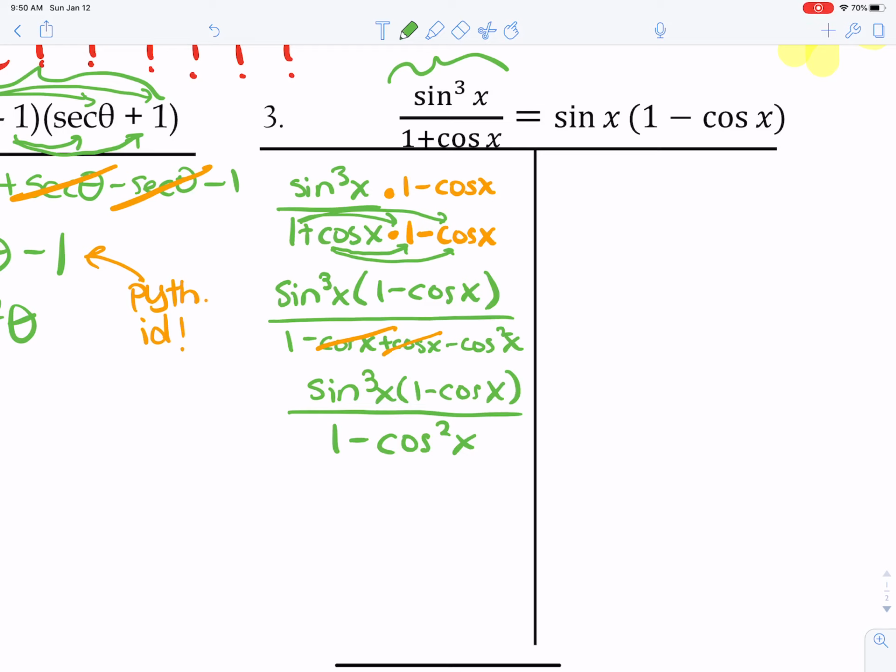So now we've got to try to think, what can we do now? Remember, again, the goal is to get an identity. Do we see an identity situation happening? Yes. This right here is a Pythagorean identity. And so this is sine cubed x times 1 minus cosine x all over, and that identity is sine squared x.